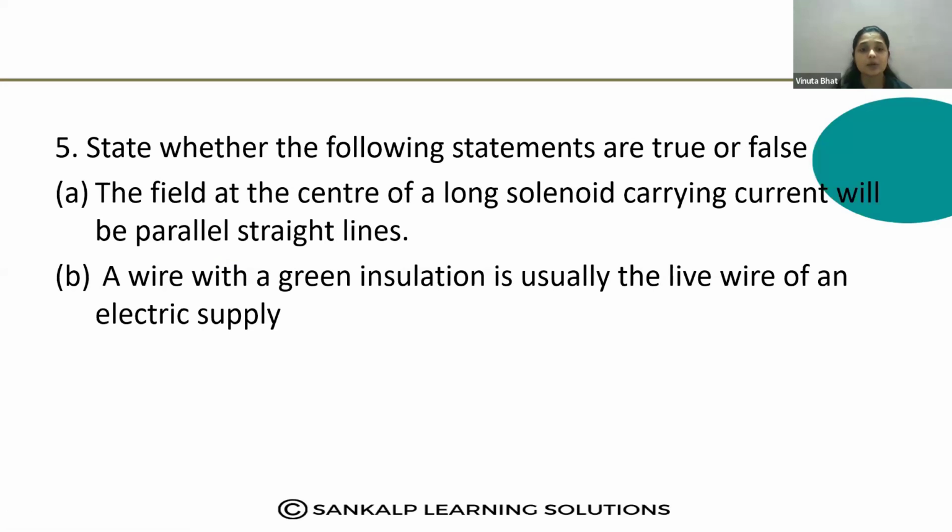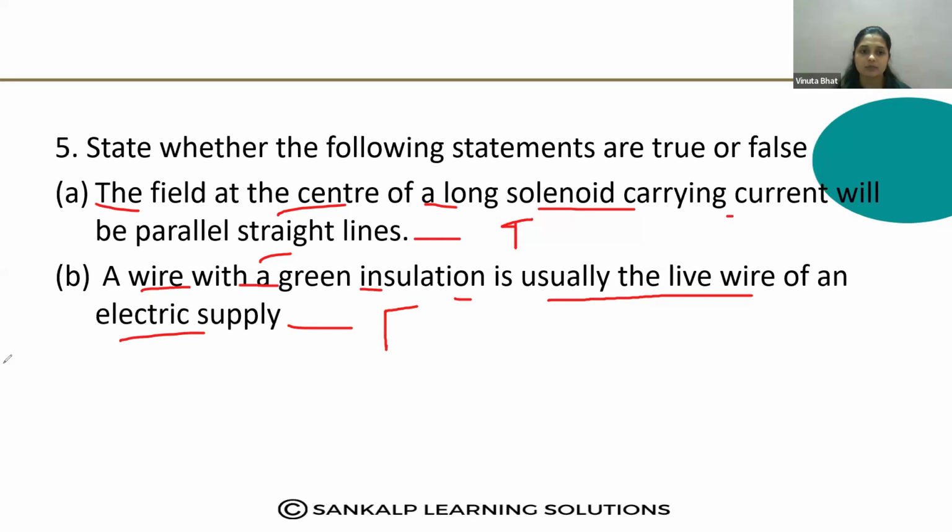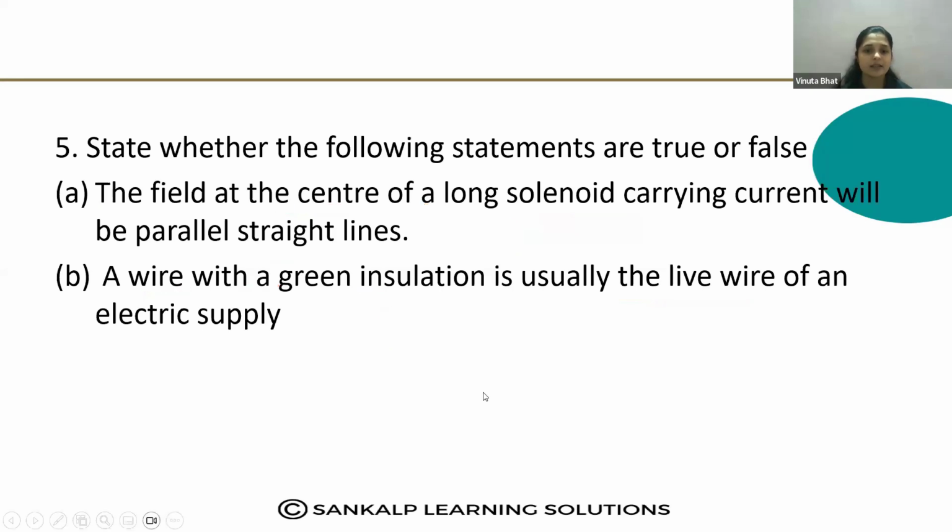Next question. State whether the following statements are true or false. The field at the center of a long solenoid carrying current will be parallel straight lines. A wire with green insulation is usually the live wire of electric supply. The first is true: the field at the center of a long solenoid carrying current will be parallel straight lines. The second, a wire with green insulation is usually the live wire of an electric supply, is false. The green wire represents the earth wire.